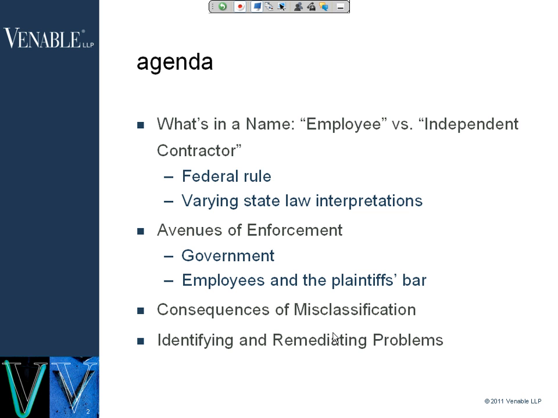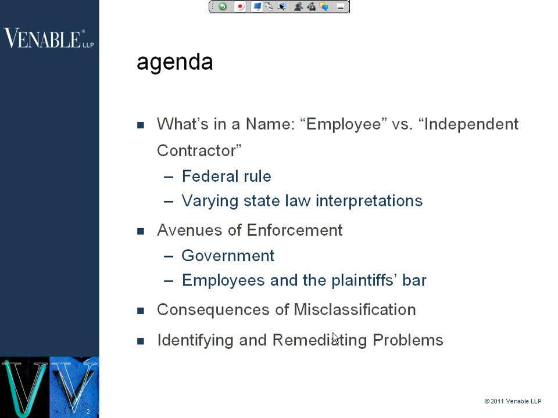We'll spend some time talking about the consequences of misclassification. And as Jeff pointed out, there are many consequences, and many of them can be extraordinarily expensive. That's why this issue has taken on such prominence, both for tax purposes. You have governments that are starved for income, so they're taking a very hard look at 1099 relationships, making certain that they're collecting all FICA, FUTA, state income taxes, and the like.